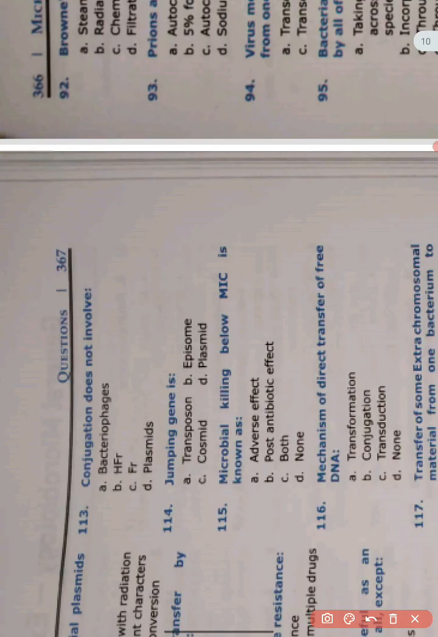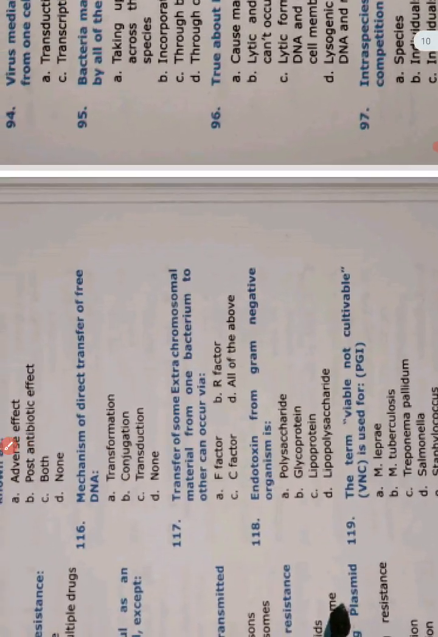Now let's talk about transformation. Mechanism of direct transfer of free DNA. Direct transfer is what? Transformation. Transduction, bacteriophage. Plasmids, conjugation. Transformation is the process by which a bacterial DNA molecule is taken up from the external environment and incorporated into the genome of the recipient bacteria. It is directly taking from the external environment and getting transformed.